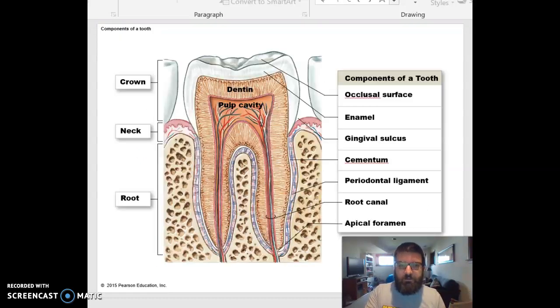So let's just look at a picture. It'll be easier. So the crown is up here. The root is down here. Neck is where they come together. You can see the gingiva here. The outer part of the crown is made of enamel, which is not living, but it is really, really hard. That is what wears away when you have a cavity. Bacteria produce acids, which break it apart. The part of the teeth that touches the other tooth, right, is called the occlusal surface.